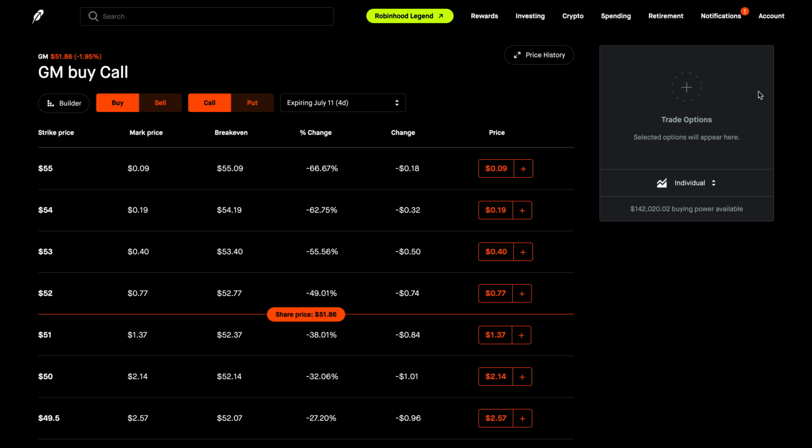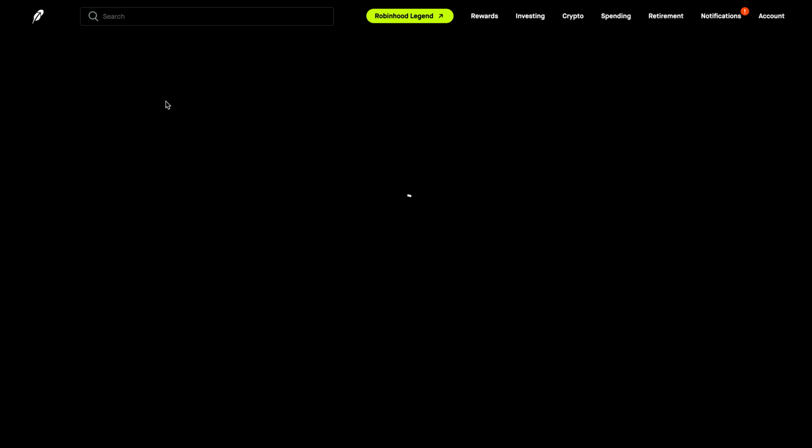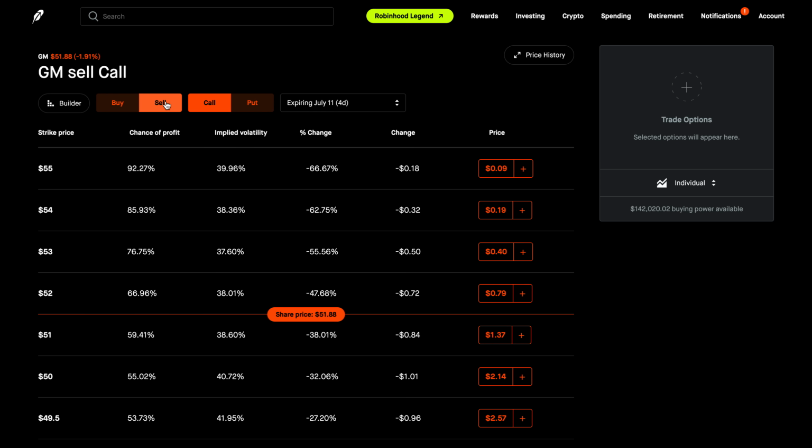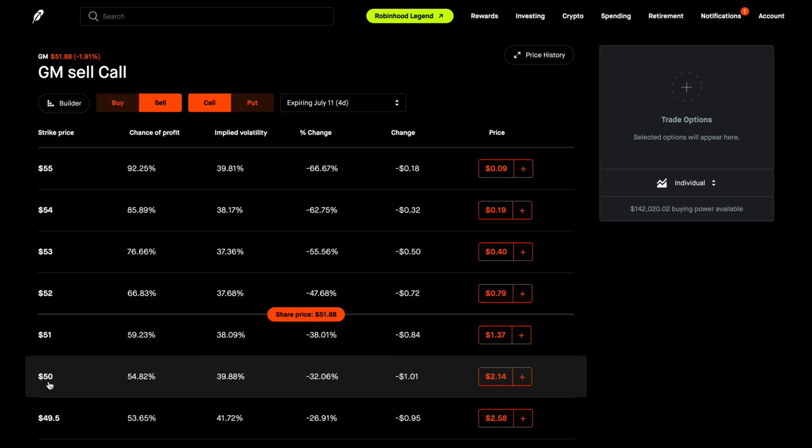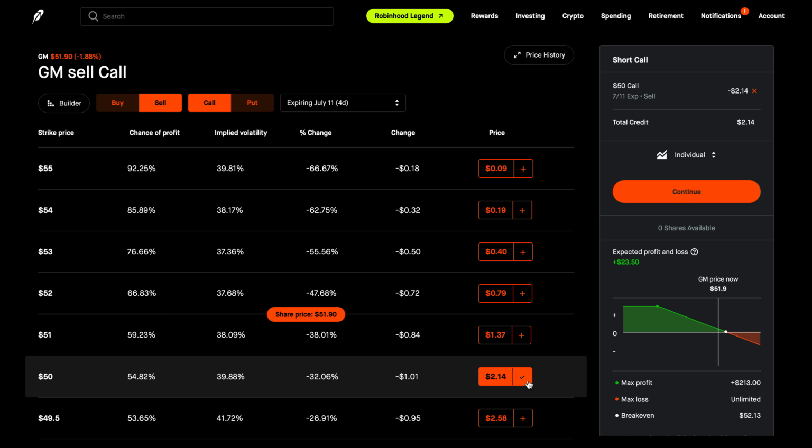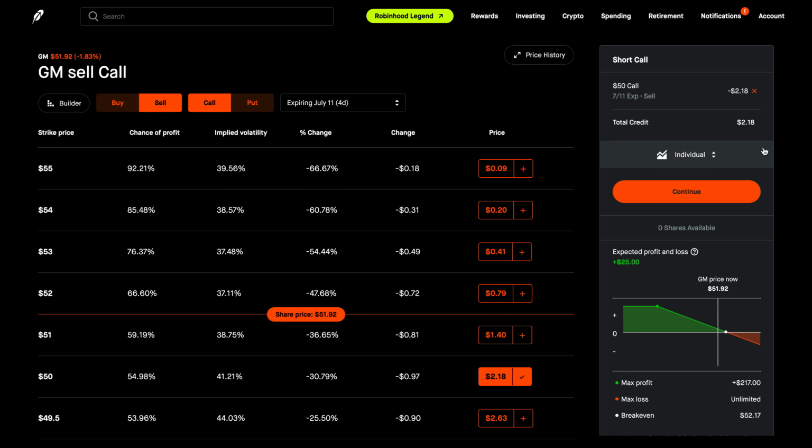So what I would do is start by selling a call at that strike price. So I'm going to switch over here to sell, and I'm going to find the $50 strike, which is right here. This is the call with the $50 strike. So I would start by selling a call here. Now remember, when you sell a call option, you're going to get paid a credit or a premium. How much for this example? As you can see here, about $218 I would get paid. I'm going to get a credit of $218 for selling this call option.